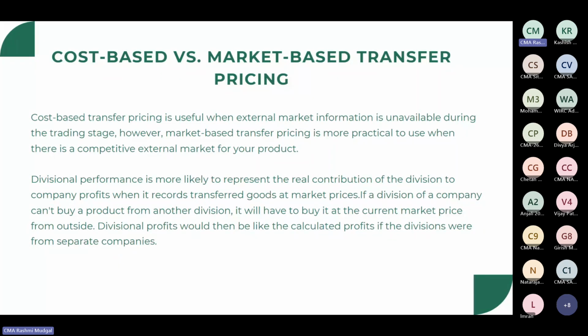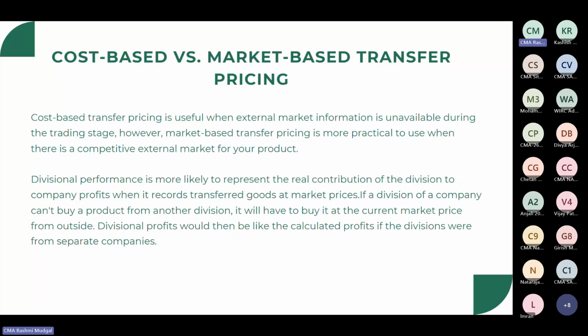There are so many companies who outsource some products because they don't want to produce them. If they produce it themselves, their cost of production will be higher. So market-based transfer pricing is always better in any situation because they are getting a competitive price, and they can decide whether they need to make it or not. This will also be there.